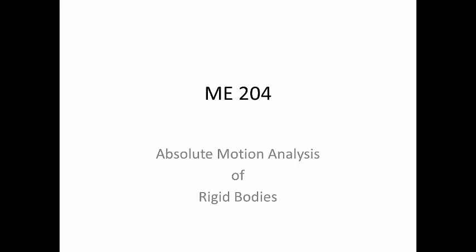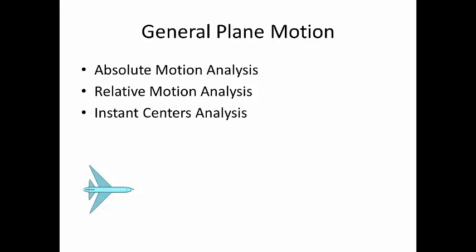ME204, Absolute Motion Analysis of Rigid Bodies. We've looked at rectilinear motion, curvilinear motion, and now rotation of an object about a fixed point, but we haven't looked at what to do when we put all of that together and have general plane motion.